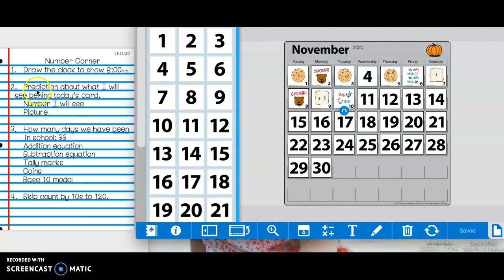Number 2, write your prediction about what will be behind today's card. Write the number you will see and the picture. So when I look at the calendar for November, I saw 1 whole cookie and 1 bear chomp the whole cookie.